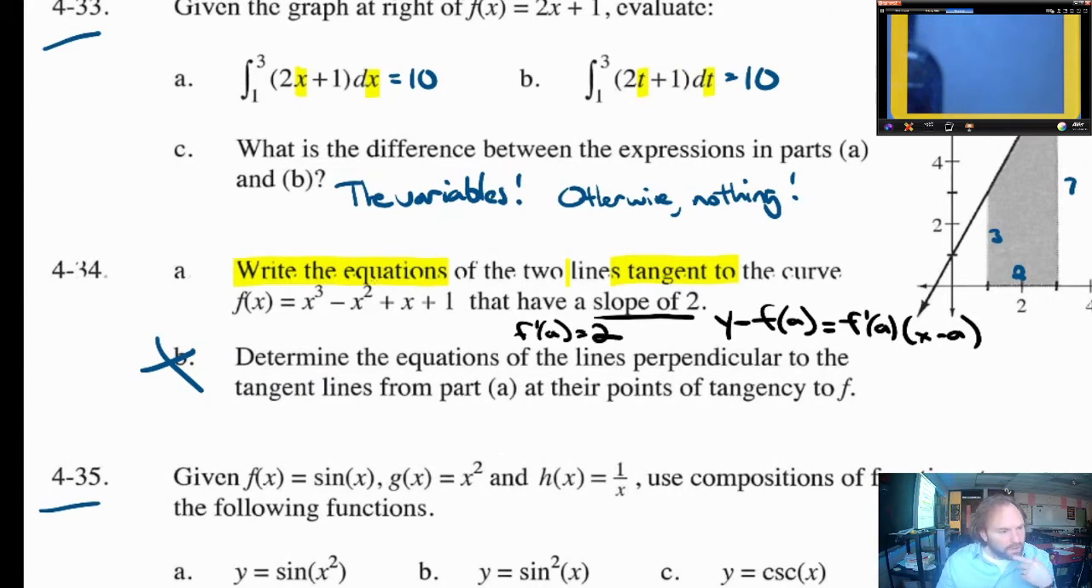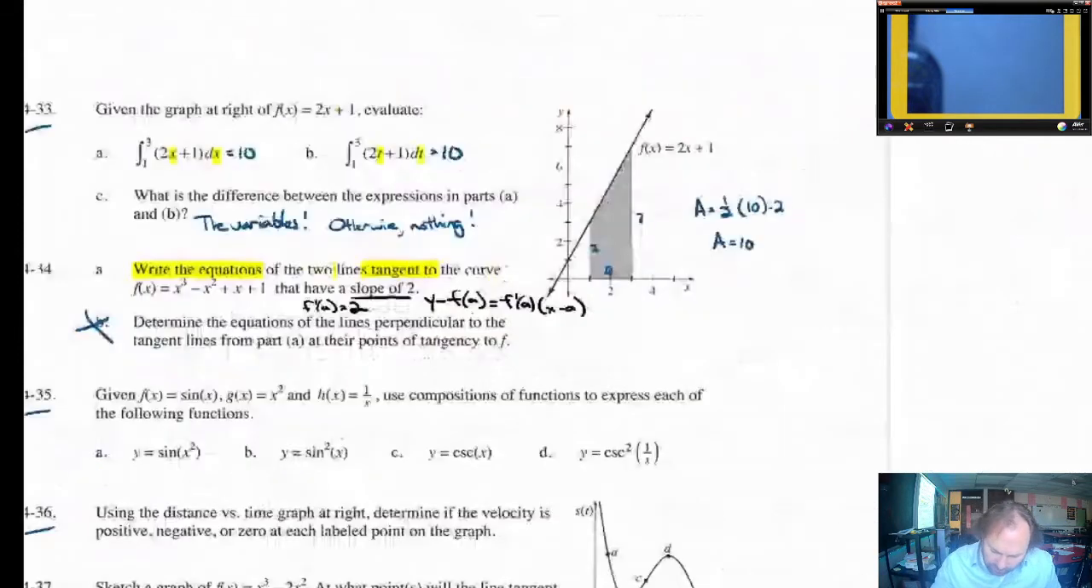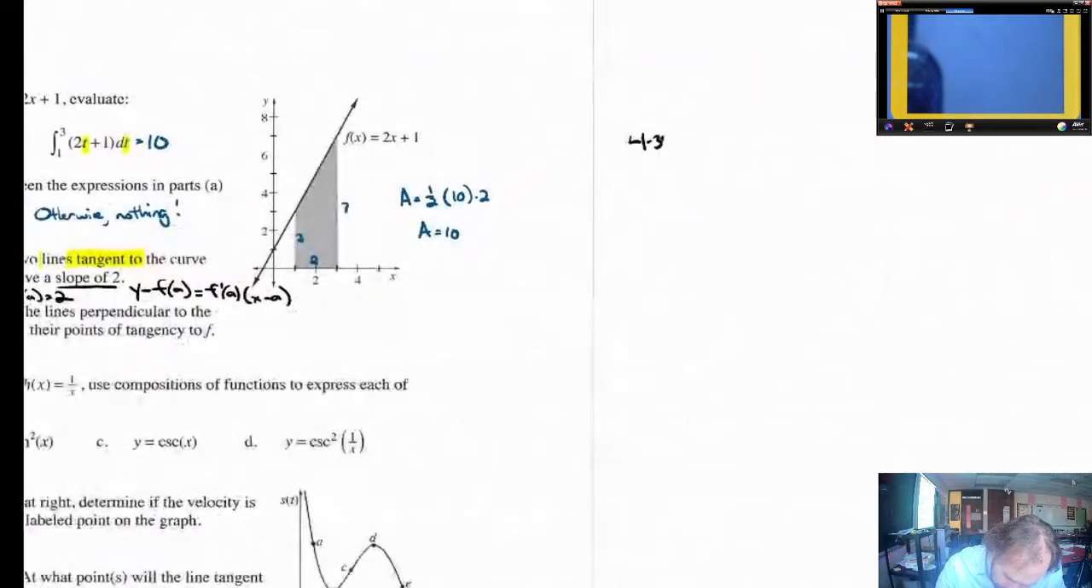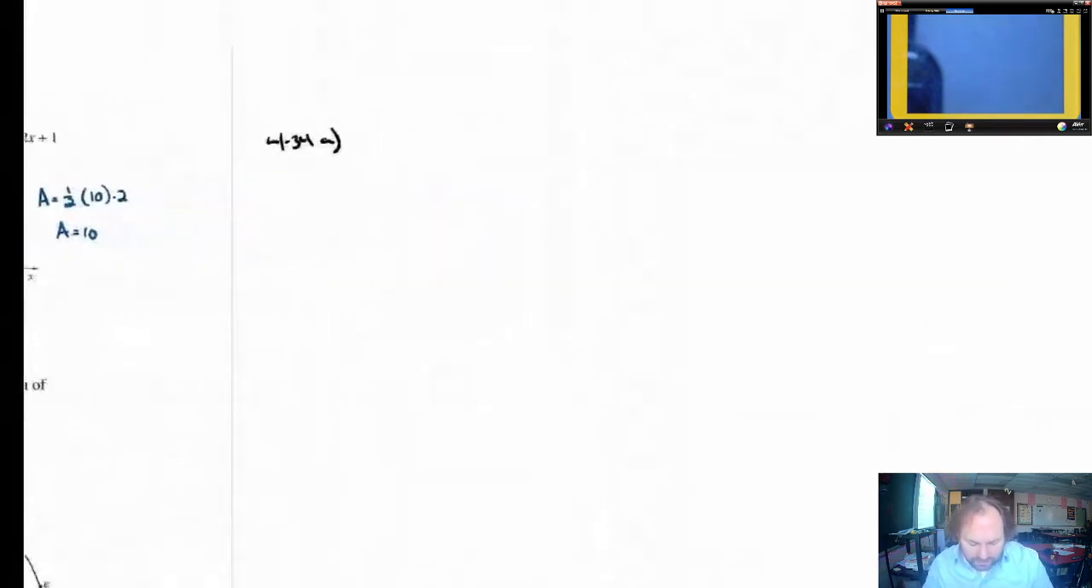But so if we're going shopping right away, what we're first going to need to know is when is the slope of the line 2? So we're going to take the derivative first and then set it equal to 2 and solve it for x. So that's what we got to do first. So phase 1 of this problem, this is 434. Just part A, we are not going to do part B because normal or perpendicular lines have not been on the AP calculus test for many, many years.